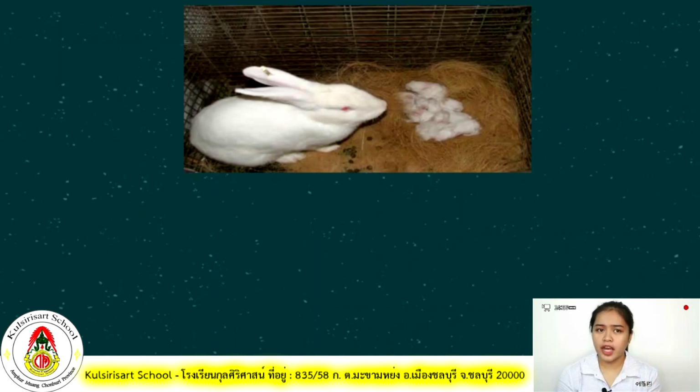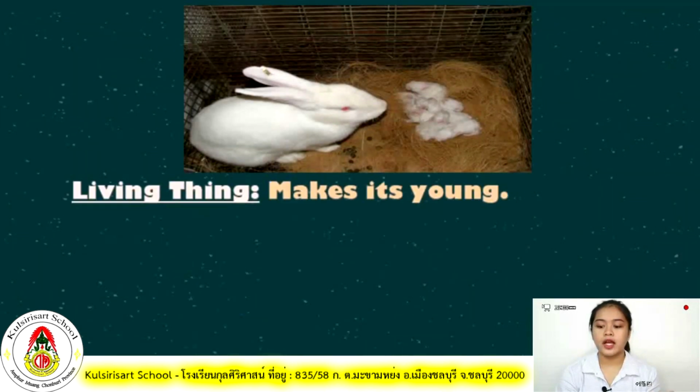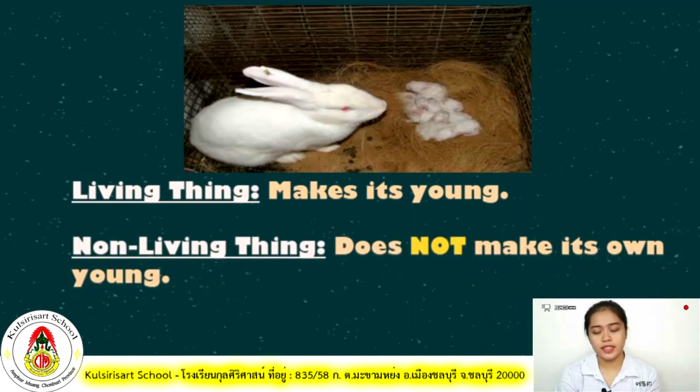As well as the cat. When the cat gives birth to a kitten, it is considered as reproduction. Therefore, living things make their young or babies, while non-living things do not make their own young. Did you get it? Very good.